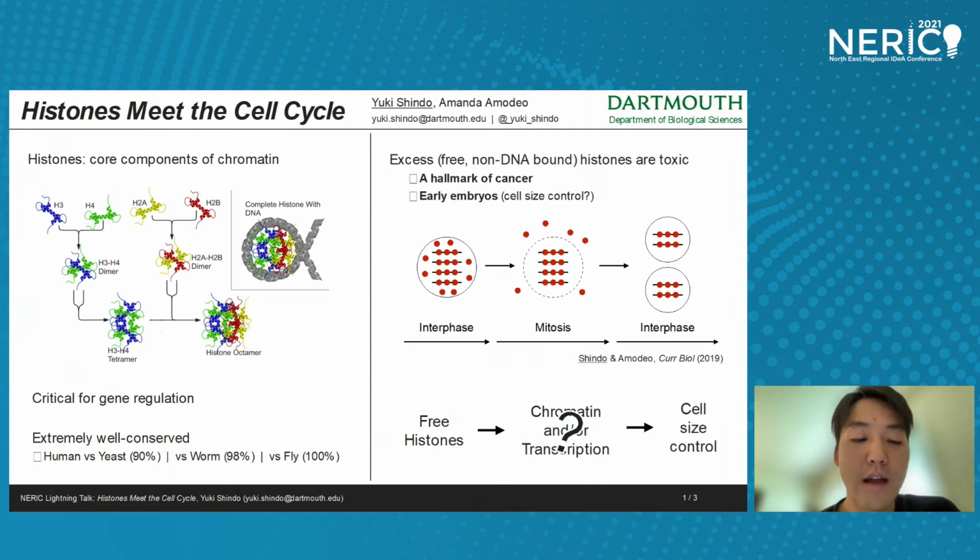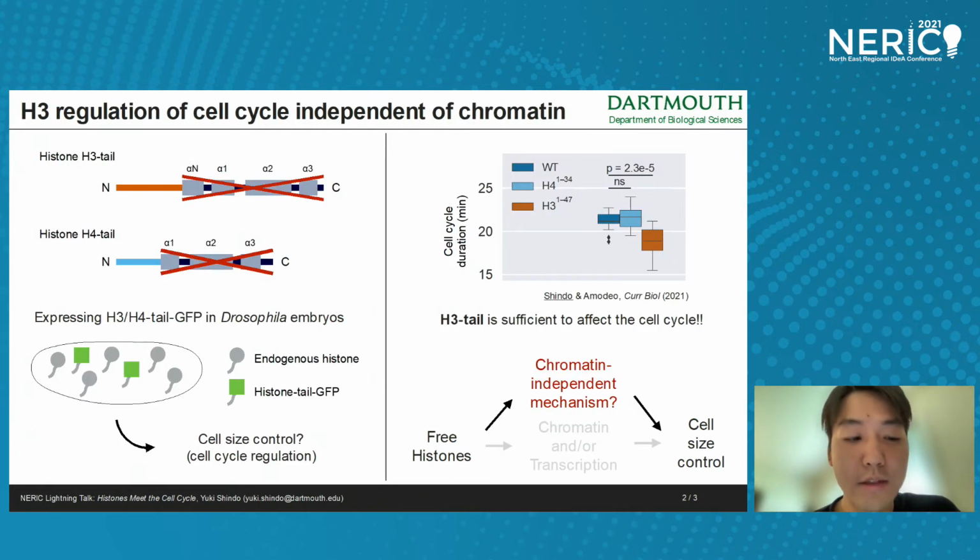However, it is unclear how excess histones feed into cell size control. But because histones are a component of chromatin, a compelling hypothesis has been that their primary effect on cell size would be through changes in chromatin state and/or transcriptional regulation. However, this idea has not been well investigated. Next slide, please. So we decided to ask a very simple question, which is whether or not chromatin incorporation is really essential for histone regulation of cell size.